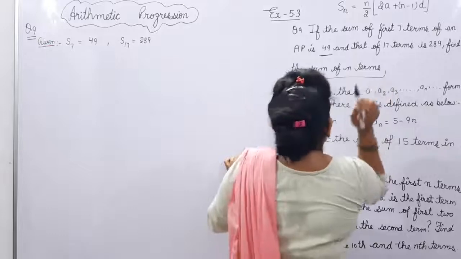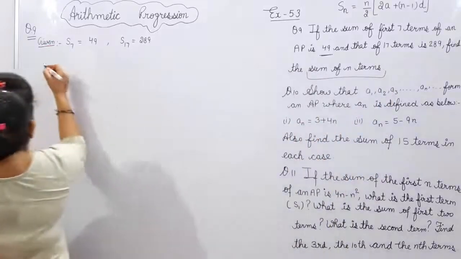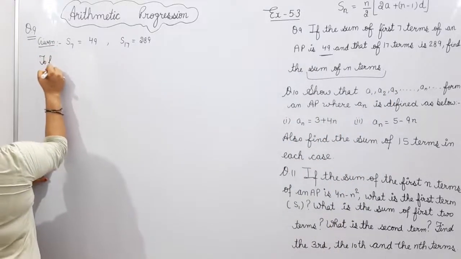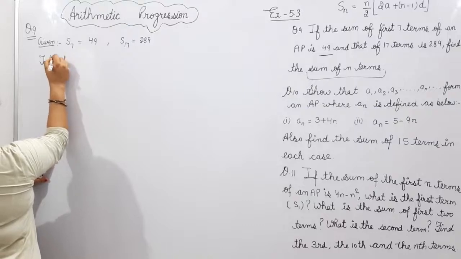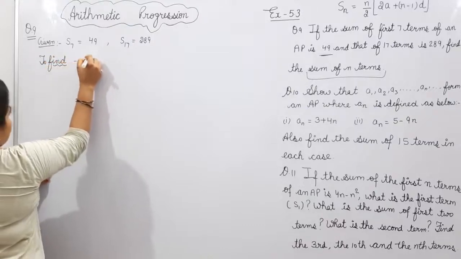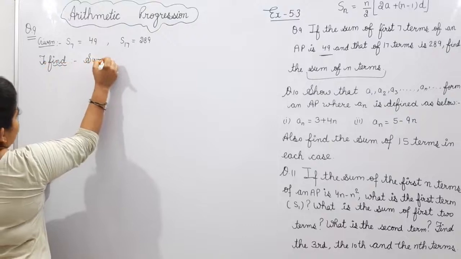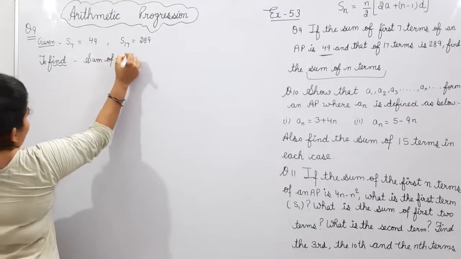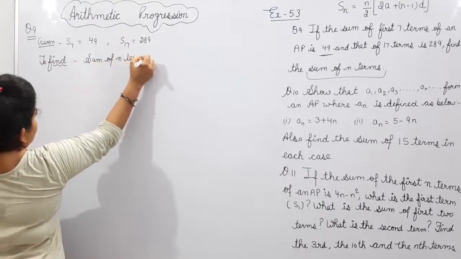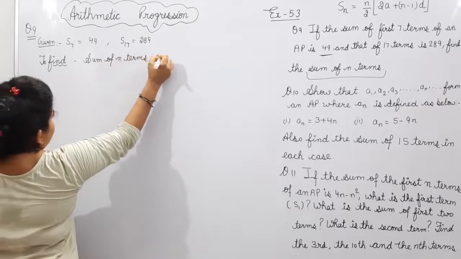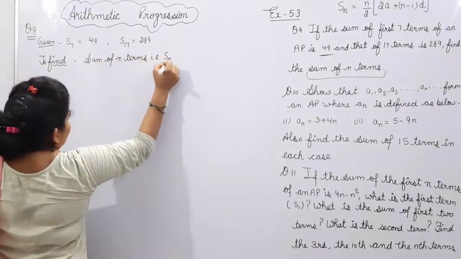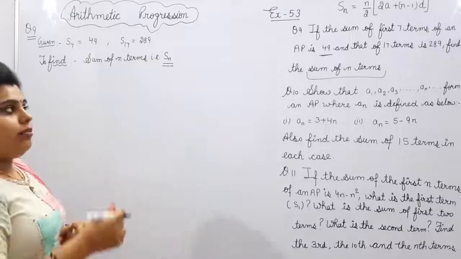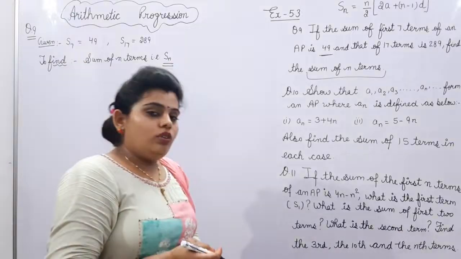Sum of n terms. Using these conditions, we have to find the sum of n terms, that is Sn. What we have to find? We have to find Sn. हमें यहाँ पर Sn find out करना है.